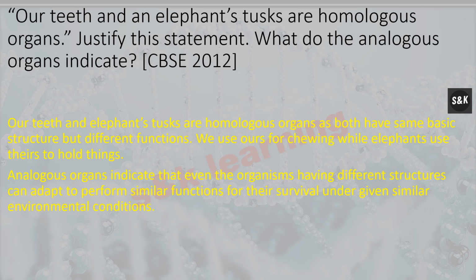Our teeth and elephant trunks are homologous organs. Justify the statement. What do analogous organs indicate? Our teeth and elephant trunks are homologous organs as both have the same basic structure but different functions. We use our teeth for chewing while elephants use their trunks to hold things. Analogous organs indicate that even organisms with different structures can adapt to perform similar functions for their survival under similar environmental conditions.